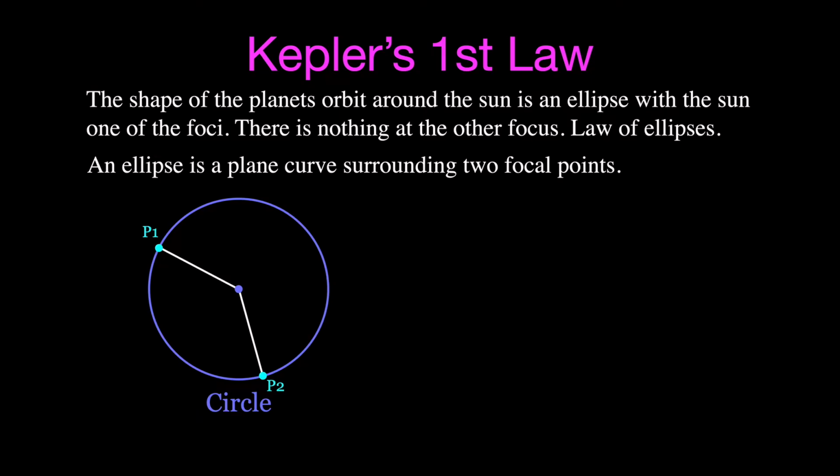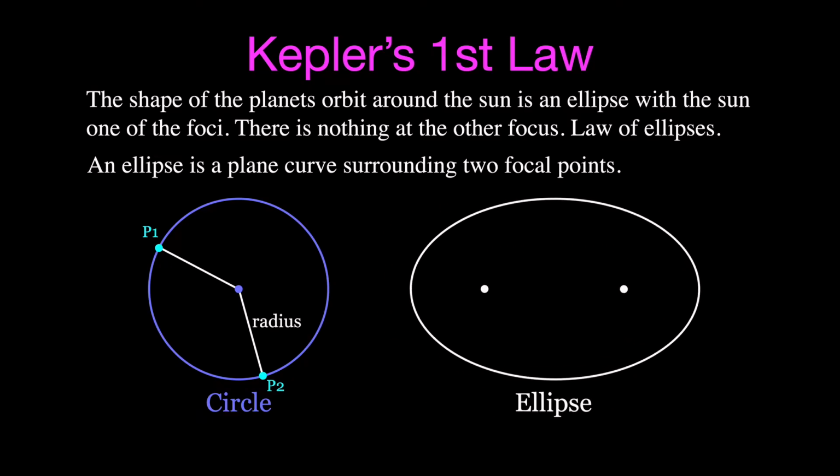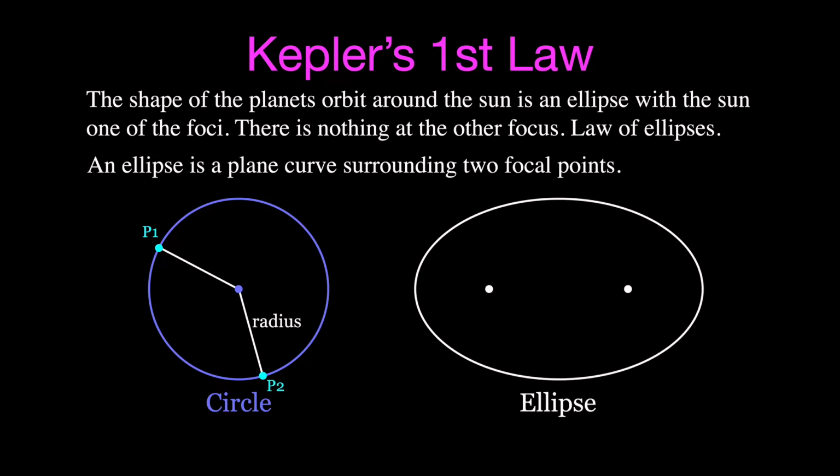So if we put 2 points on the circle and we draw a line from the center to each of those points, or to any point on that circle, then all of those points are equidistant from the center, and we call those distances the radius. That's the radius of that circle. Well, you can think of an ellipse as kind of a circle with 2 centers. It's kind of an oval, a flattened egg shape. It's called an ellipse, and it has 2 foci. One of those is called a focus, and the plural is called foci.